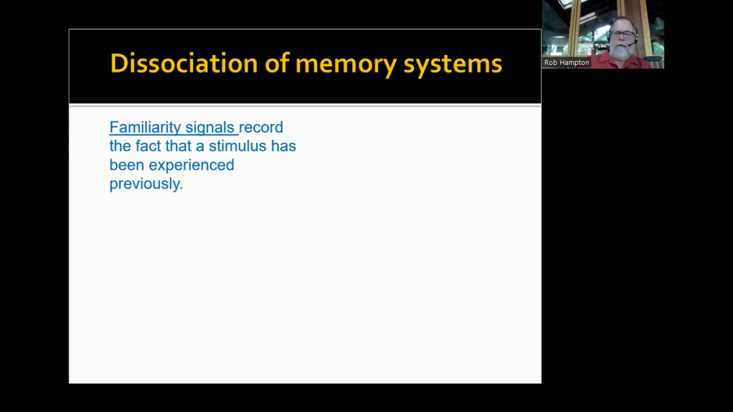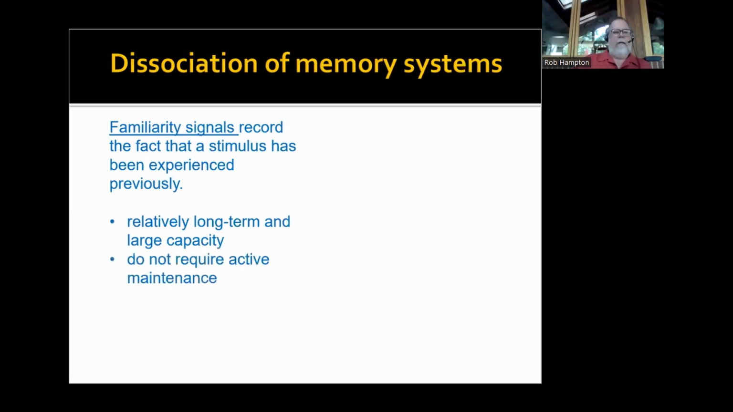So sometimes they don't record much else, but that's the kind of feeling you might have when you see someone that you feel like you must know, but you can't remember where you met them, but you're getting a familiarity signal nonetheless. And a couple properties of familiarity signals is that they're relatively long-term, and we have very large capacity for these kinds of signals. So you can have just a vast number of stimuli to which you will have a familiarity response, given that you've experienced them previously.